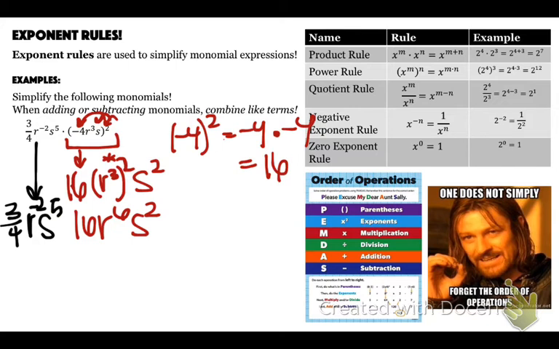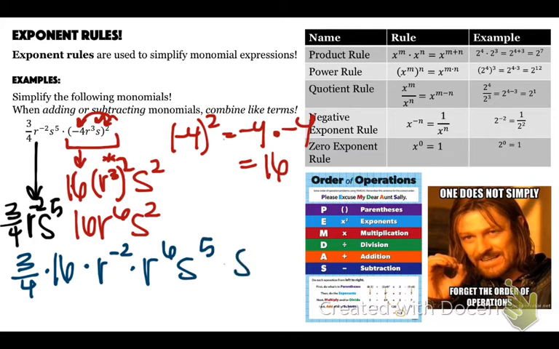And then let's put them next to each other. So here we have 3/4 of 16. Then we have r to the negative 2nd power and r to the 6th and s to the 5th and s squared. So 3/4 of 16, well 1/4 of 16 is 4, times 3, that would be 12. Negative 2 plus 6 is 4, so r to the 4th. 5 plus 2 is 7.